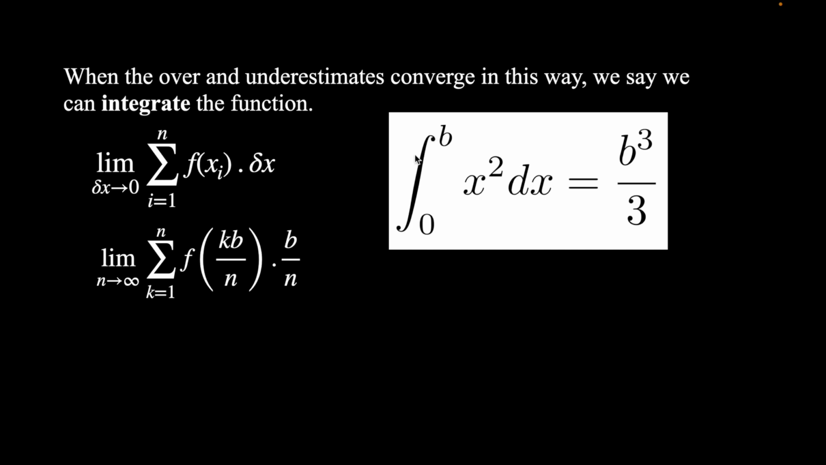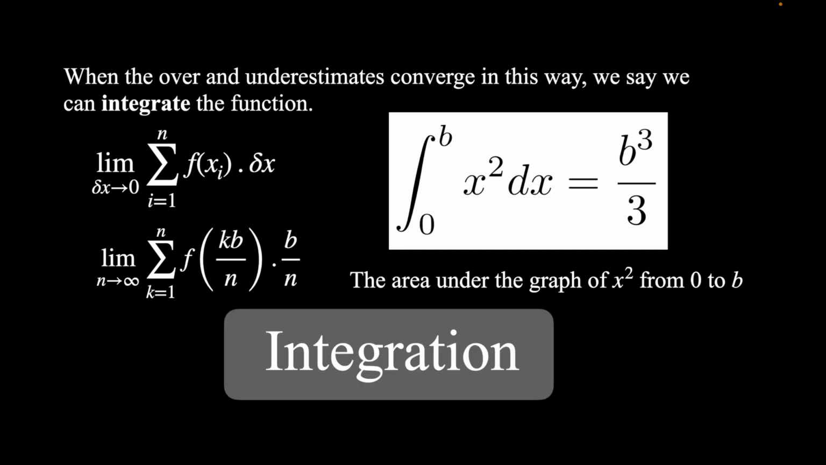So this symbol is kind of saying we're taking a limit. We're finding these sums at the limits. So this symbol is our integration symbol. So this equation here says we're integrating x squared from 0 to b. We're finding the area under x squared from 0 to b with respect to x, and we get a result of b cubed over 3. In other words, the area under the graph of x squared from 0 to b is b cubed over 3. This is what we call integration.